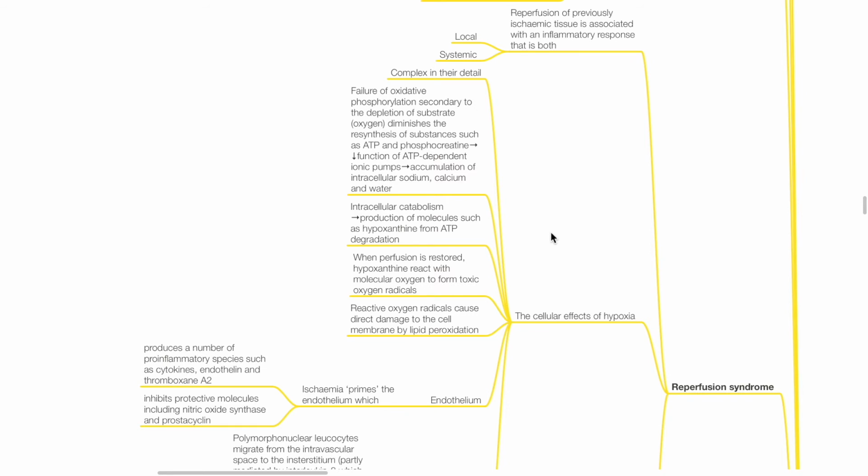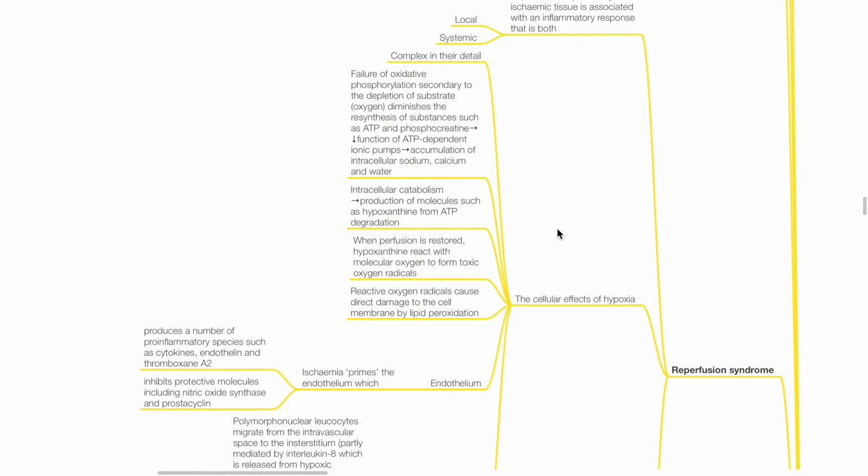Intracellular catabolism occurs, and there is production of molecules such as hypoxanthine from ATP degradation. When perfusion is restored, hypoxanthine reacts with molecular oxygen to form toxic oxygen radicals. Reactive oxygen radicals cause direct cell damage by lipid peroxidation. Ischemia primes the endothelium, which produces a number of pro-inflammatory species such as cytokines, endothelin, and thromboxane A2. Ischemia inhibits protective molecules, including nitric oxide synthase and prostacyclin.